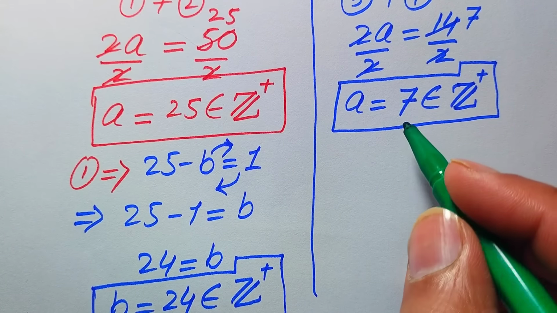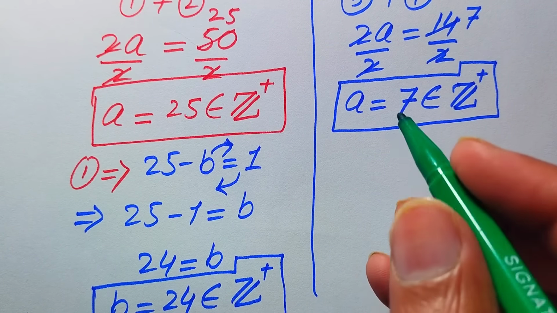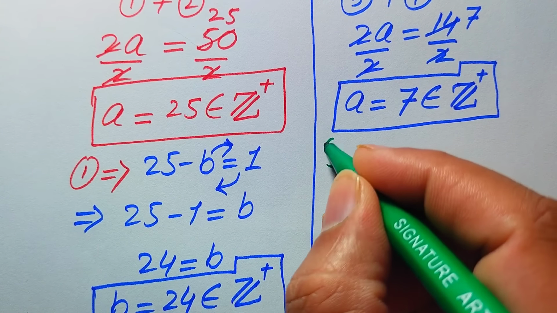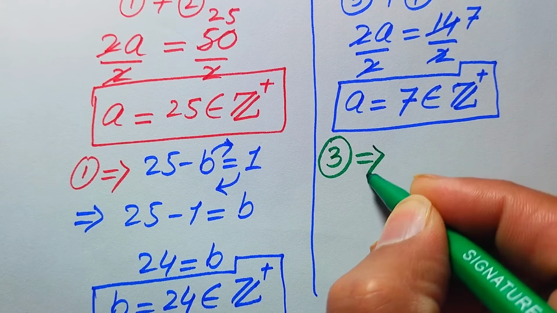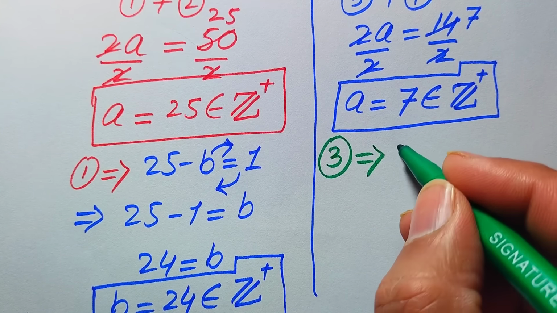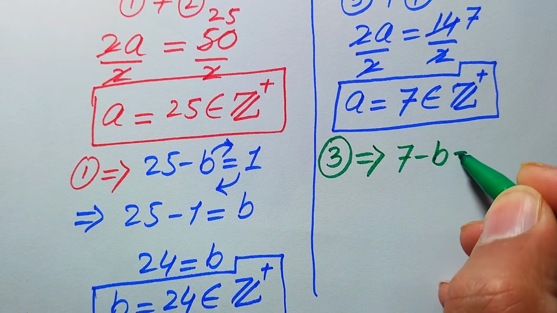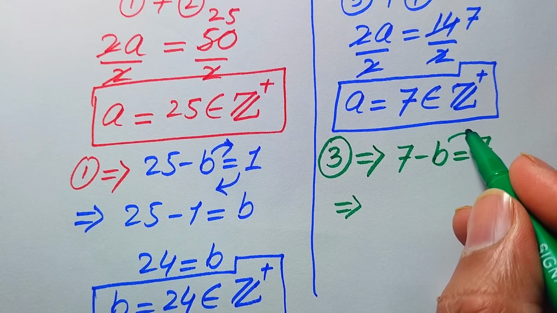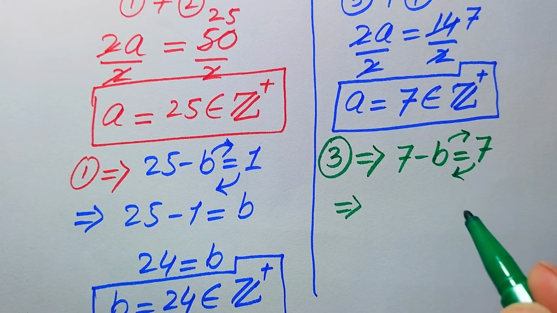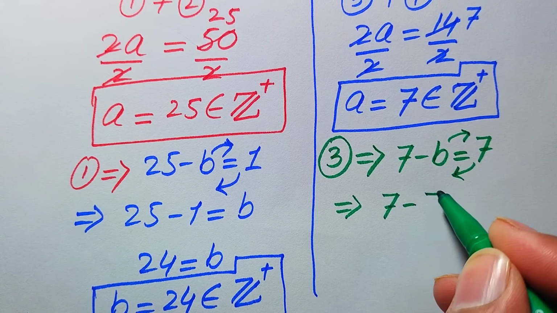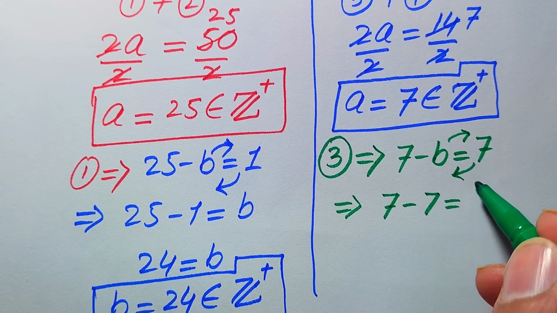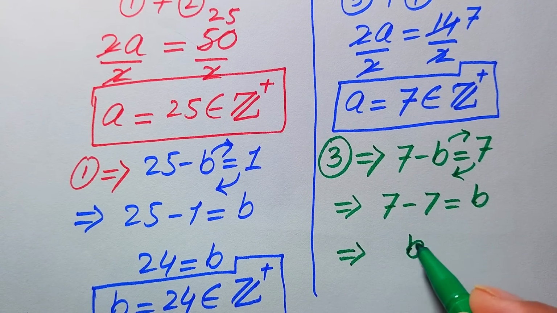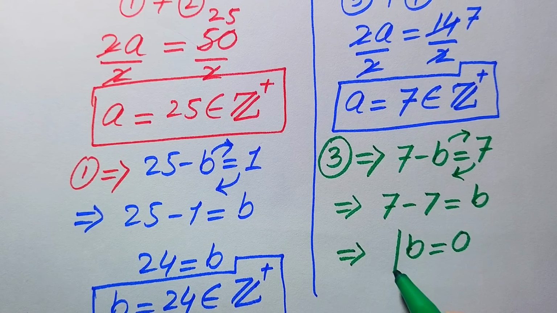And now we substitute this value of a into equation number 1, equation number 3, or equation number 4. Okay, so we substitute this value in equation number 3, and equation number 3 implies that this becomes here 7 minus b is equal to 7, and here we move minus b to the right hand side and we move 7 to the left hand side, and it becomes here 7 minus 7 is equal to b. So you see here 7 minus 7 becomes 0, and we obtain the value of b is equal to 0.